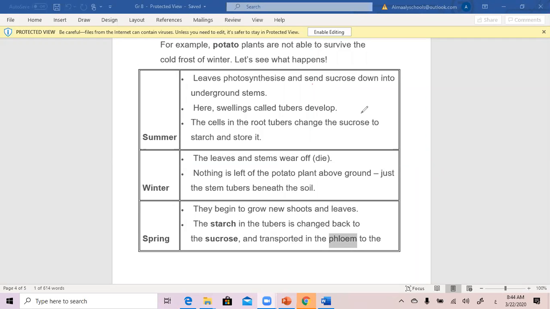Yahya. Phloem is the tube where the food molecules travel to all parts of the plant. Thanks. Another one.